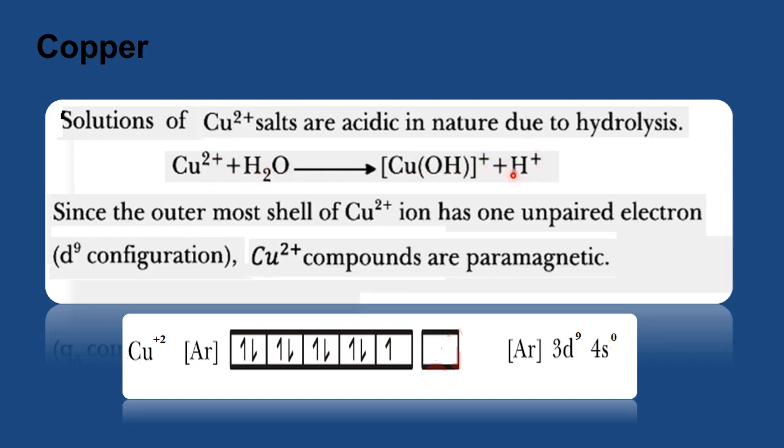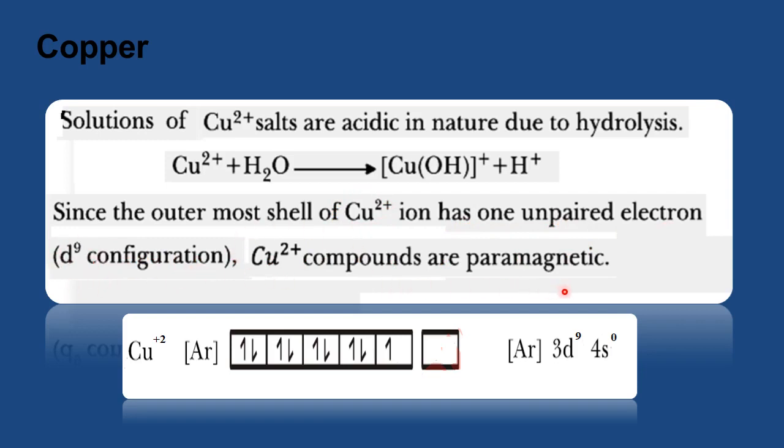Now students, since the outermost shell of Cu plus 2 ions has one unpaired electron with an electronic configuration of 3d9, Cu plus 2 compounds are paramagnetic in nature, as you can see in this electronic configuration.